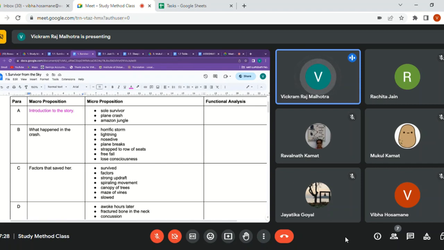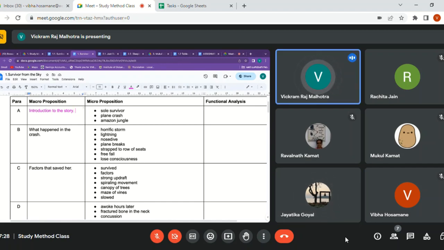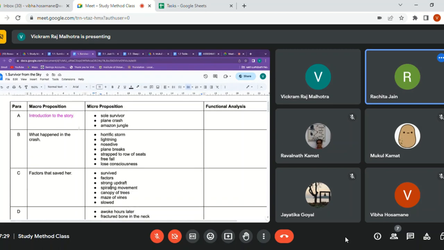Anya, in your mind, does it become clear what the difference between macro and micro is? Yeah. What can you explain in your own words? Micro is all the small points, but macro proposition is just using all the small points into one sentence. Perfect. So can we say micro is the minute points, the smaller points, the detailed points, and macro is the larger point? Yes. Perfect. Yashasvi, can you explain what a macro and a micro proposition is? I think the macro proposition would be like the bigger point, which says about what all the smaller points are about.